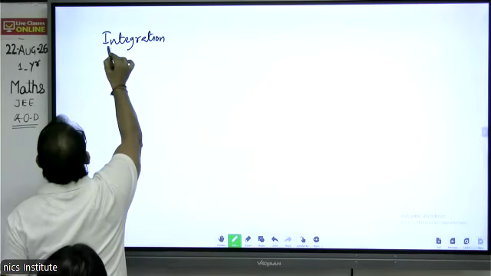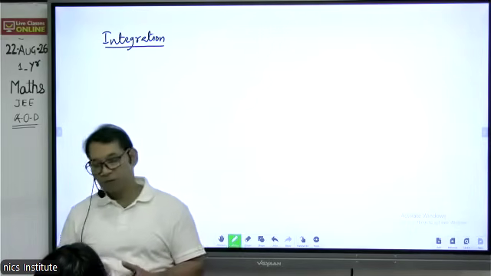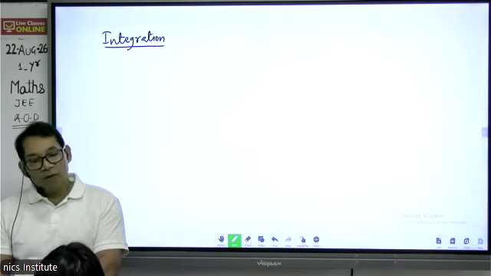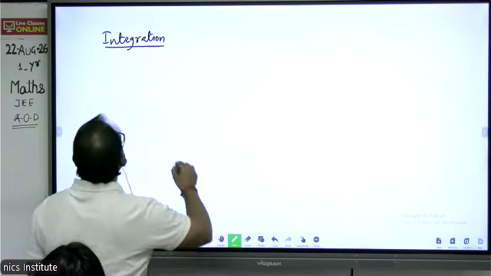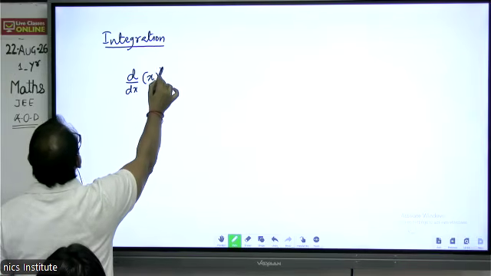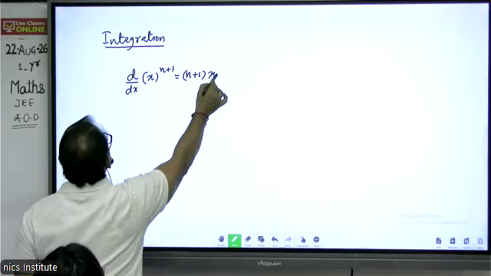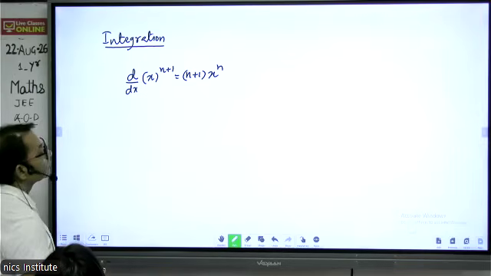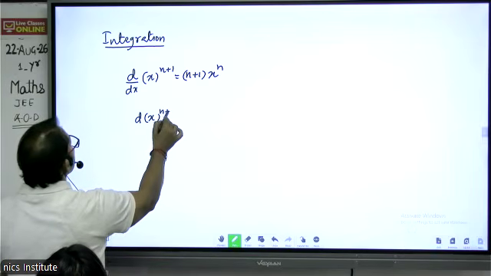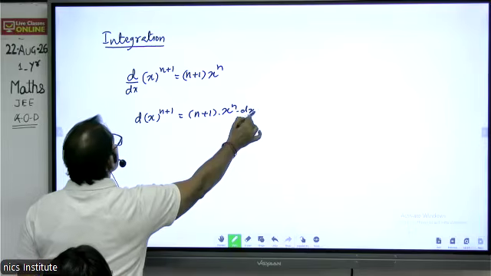Integration will take a lot of time because once you know indefinite integral, then definite integral will be very easy for you. Then differential equations will become pretty easy, and then AOI also will become very easy. You all know that if you differentiate x to the power n plus 1, your answer would be n plus 1 times x to the power n. If I take dx to the other side, it will be like this.